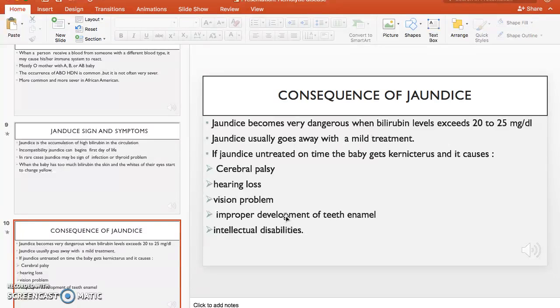After all, what is the consequence? Why is jaundice scary? Jaundice goes away with a mild treatment, but if it is untreated, it might cause kernicterus, which is the worst situation. The baby might end up with hearing loss, vision problems, improper development of teeth enamel, and permanent intellectual disabilities. So to avoid all that, the baby should be treated on time.